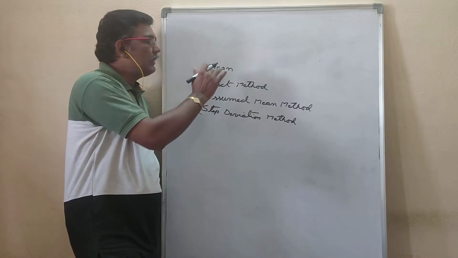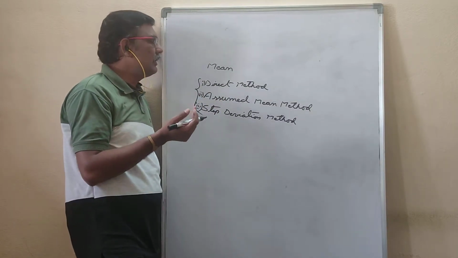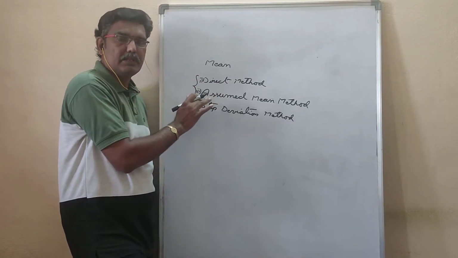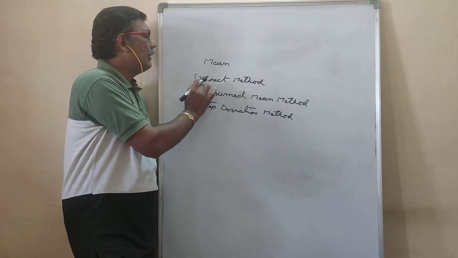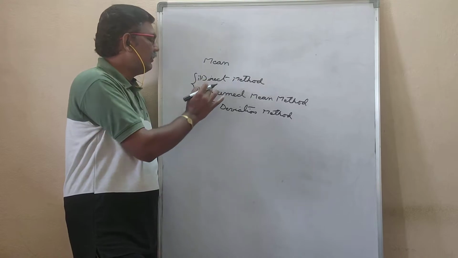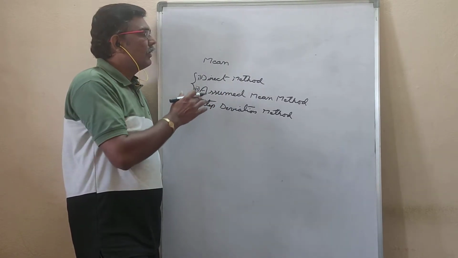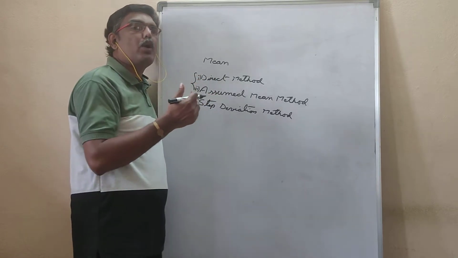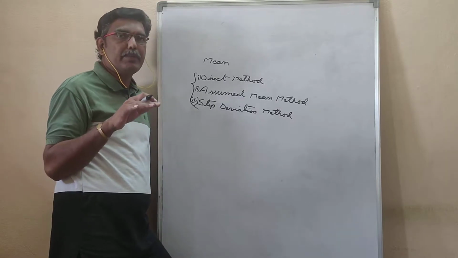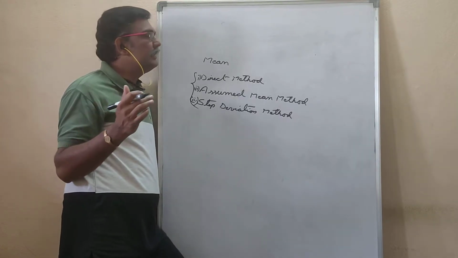Every student should learn three methods because in examinations they may ask particularly by naming one method. Means find mean by using direct method, find mean by using assumed mean method, find mean by step deviation method. They can ask like that, or find mean by appropriate method. So we should understand what is the meaning of appropriate.